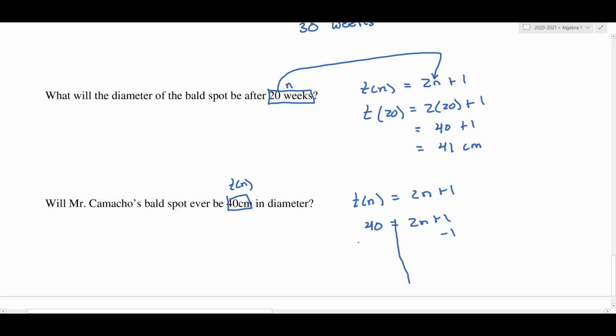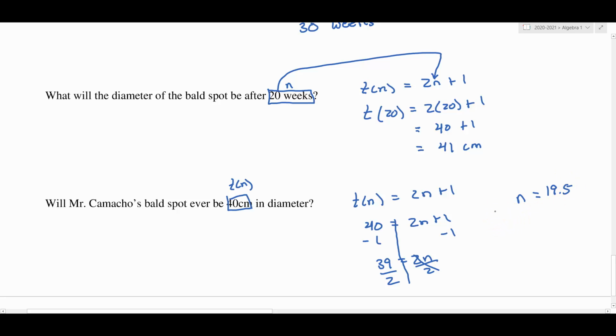So I'm going to subtract 1 from both sides. I get 39 equals 2n, and then we divide by 2. The 2's cancel. We do 39 divided by 2. I'll grab my calculator for that. And I got 19.5.